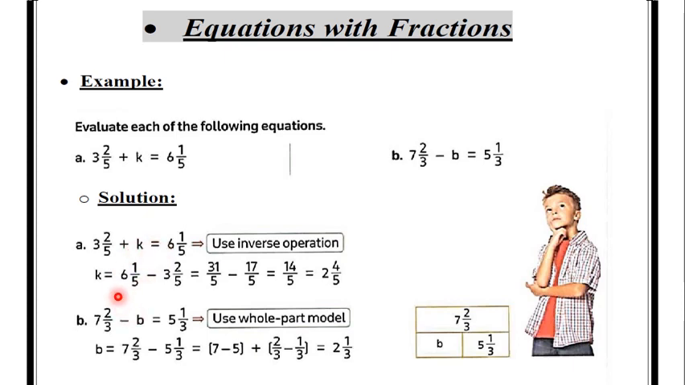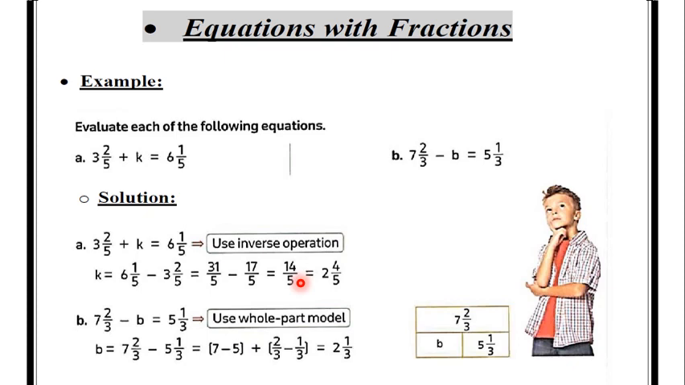Or I can convert mixed numbers into improper fractions, like 6 times 5 equals 30 plus 1 equals 31 over 5. Minus here, 3 times 5 equals 15 plus 2 equals 17 over 5. Now 31 minus 17 will be 14 over 5.